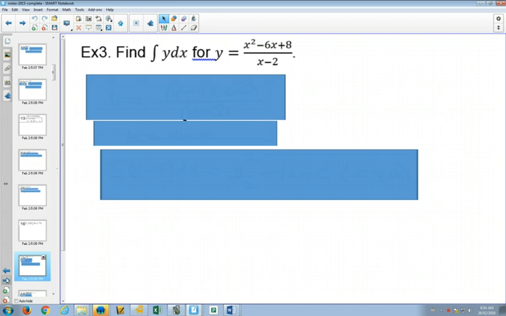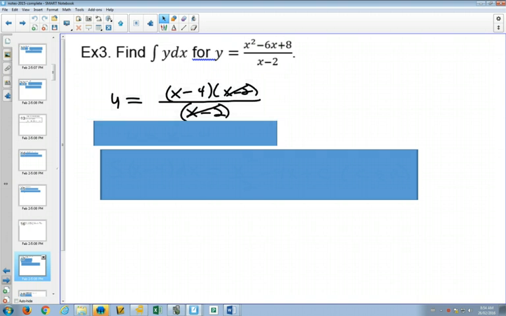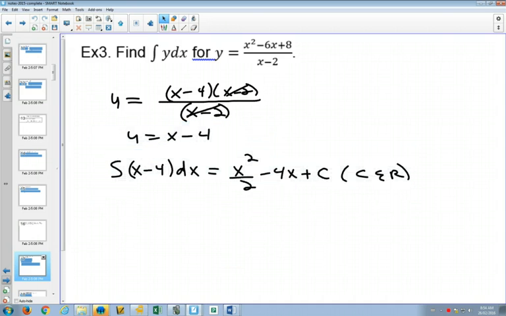Here's another form of asking that same question. Find the integral of y dx. Here's the equation for y, so it's telling us to simplify and put that into our integral. And if we factor it, we can turn it into something that we can do the integral for, and it's x squared over 2 minus 4x plus c.